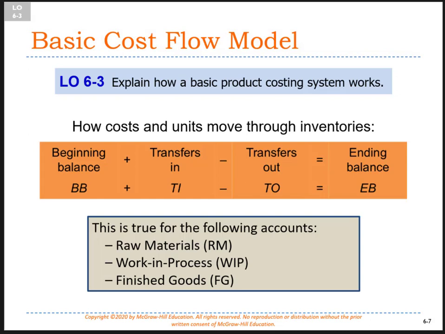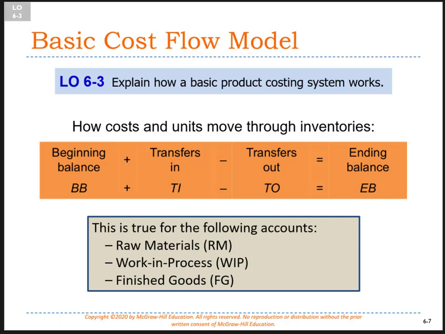So a repeat of the principle we had earlier. We start with our beginning balance. We add what's added. The generic term is transferred in. This is new stuff that we started working on, and then what gets finished in this particular process goes transferred out, and then what's left is our ending balance. That applies, and we've applied that to raw materials, work in process, and finished goods.